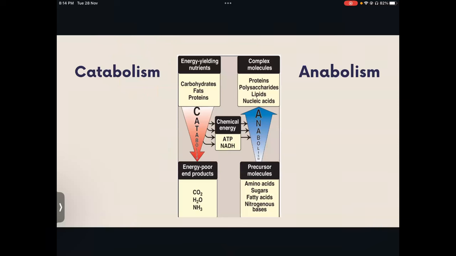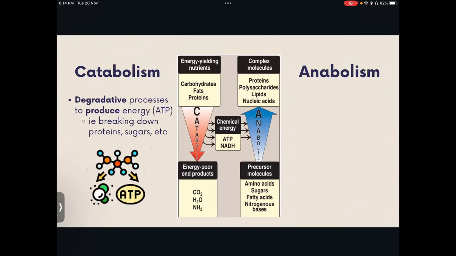Now, these are the opposites of each other. Catabolism is where there are degradative processes that produce energy. So you're degrading molecules. And if you look at this diagram in the middle here, you have at the top energy yielding nutrients: carbohydrates, fats, and proteins. So you're degrading these molecules to produce ATP, or energy, which is signified by chemical energy in the form of ATP right here.